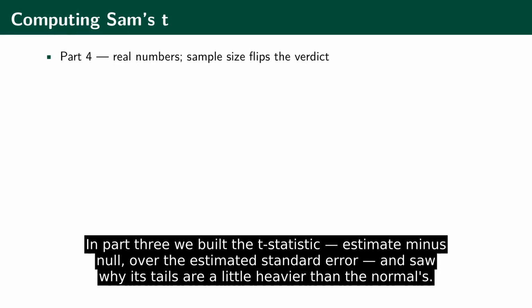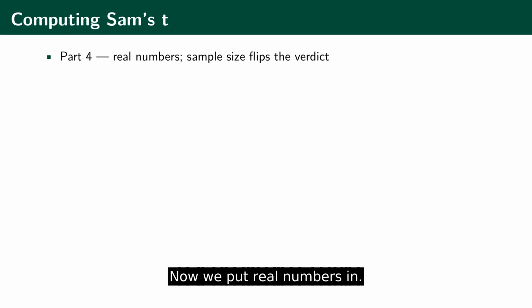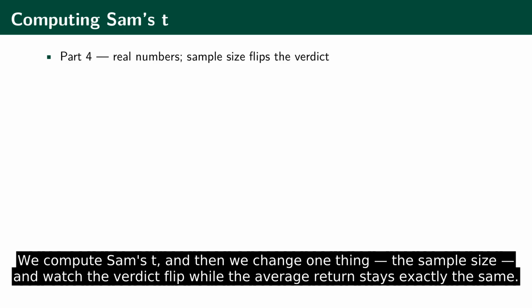In Part 3, we built the t-statistic, estimate minus null, over the estimated standard error, and saw why its tails are a little heavier than the normal's. Now we put real numbers in. We compute Sam's t, and then we change one thing, the sample size, and watch the verdict flip while the average return stays exactly the same.